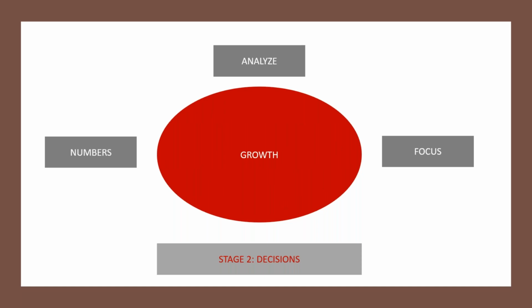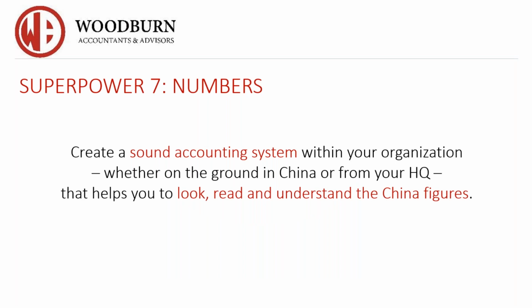If so, then we can focus on stage 3 or milestone number 3, which is growth. Superpower number 7 is numbers. Do you have a sound accounting system? Do you have an ERP system in China? Are you going to invest in that? Is that an asset? Who's going to have access to it?